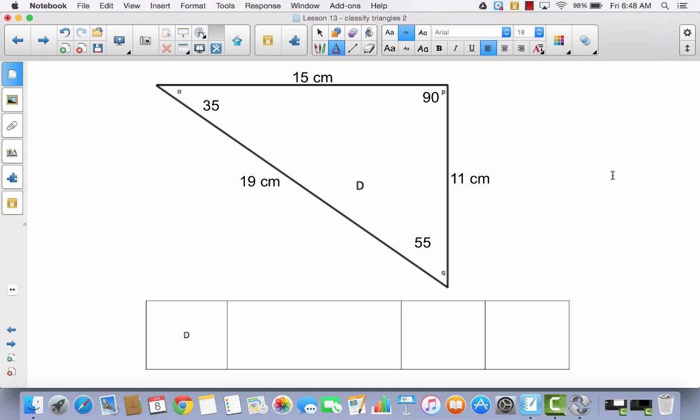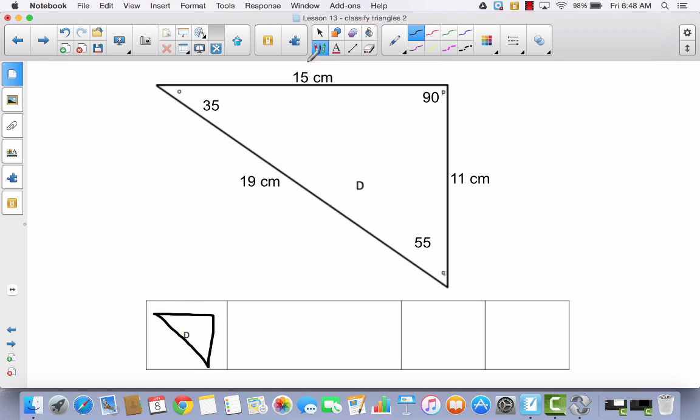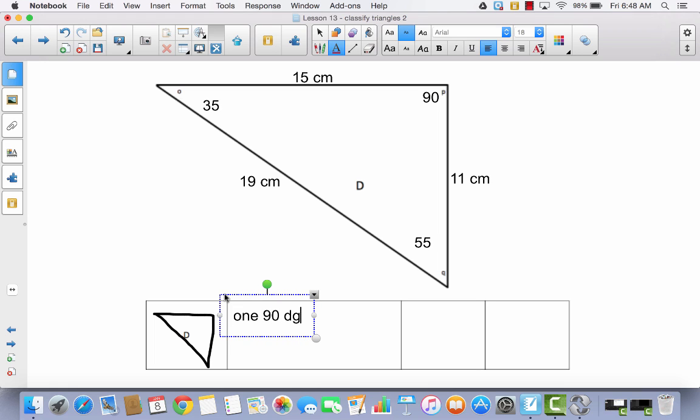Okay, so again, I found that none of the sides were the same and none of the angles were the same. But one thing I did notice that was different about this triangle is that it does have one 90-degree angle. So I think that that's important that we list that in the attributes. So let's go ahead and sketch the triangle. It's really important that when I sketch this triangle, I include that nice big right angle. All right, so let's make our right angle. And then let's go ahead and list our attributes. So let's say, instead of saying no equal angles, I'm going to say one 90-degree, or let's say one right angle. One right angle and no equal sides.